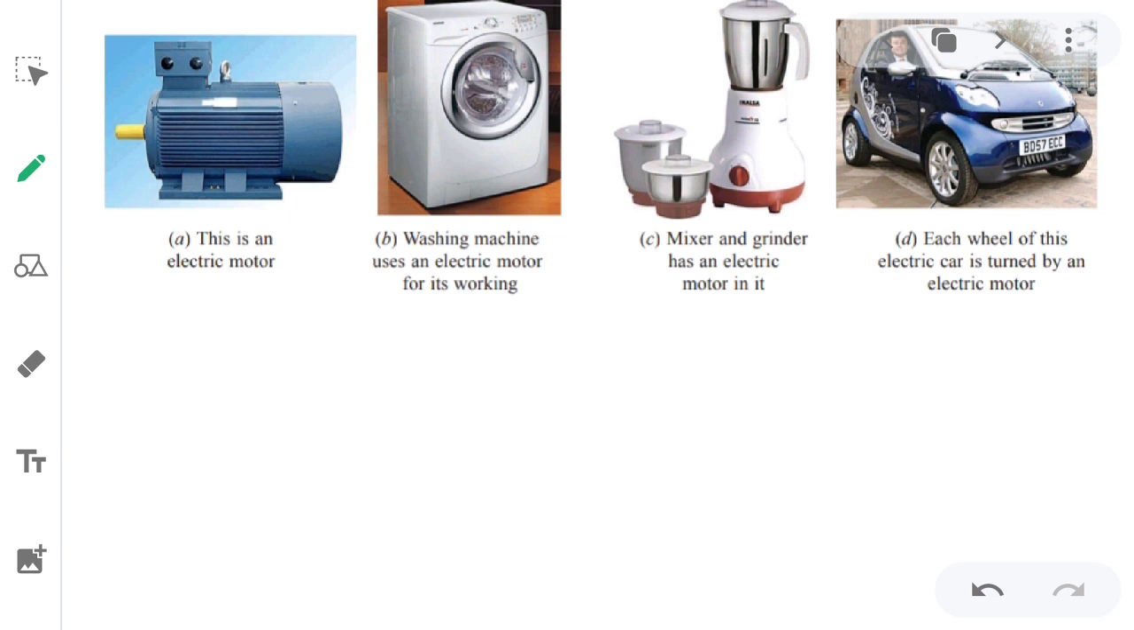I said generator. Actually, the generator is a little bit different. The working is almost the same, but the principle is quite different. So we will leave that point for now. Motor, washing machine, mixer grinder, and wheels of an electric car will be very beautiful examples of the principle which you have studied right now: that when a current carrying conductor is placed in a magnetic field, it produces some mechanical force.